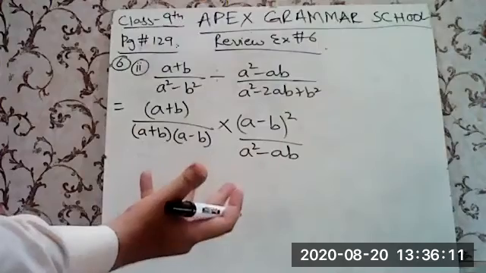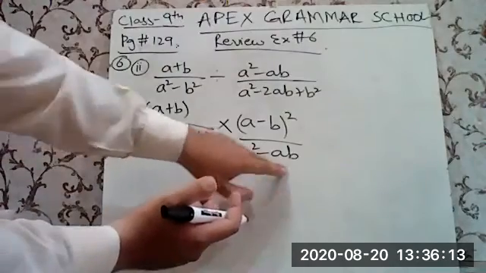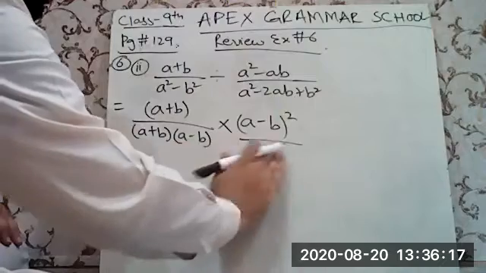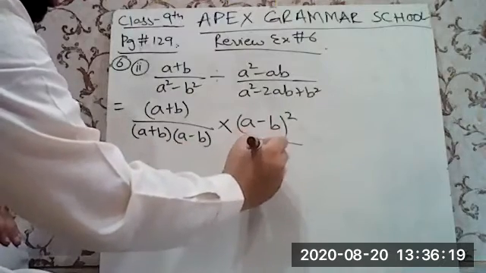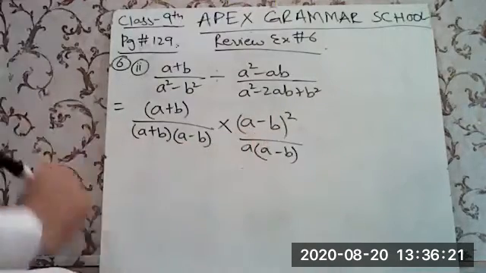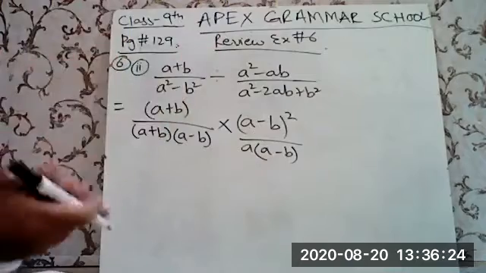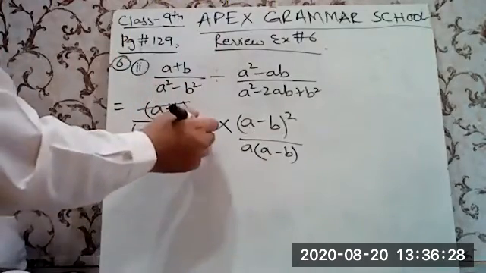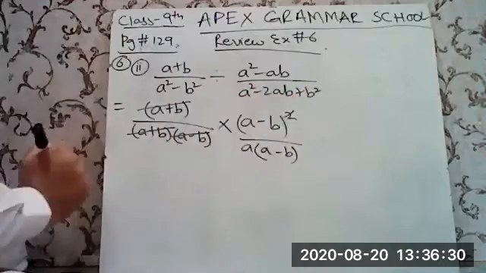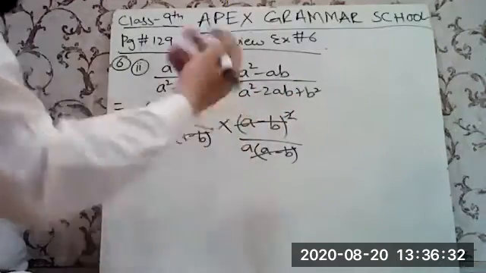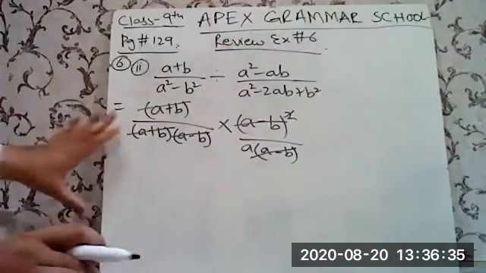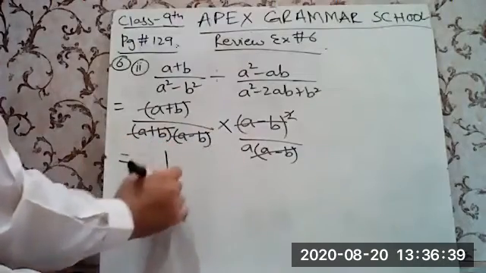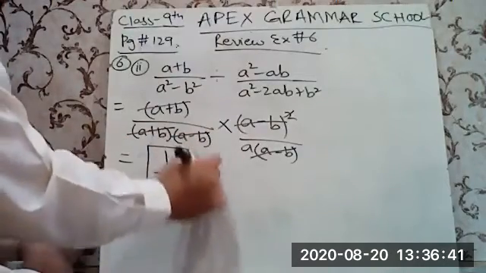But again, what is common between a square minus ab? You can see that a is common. So we can take a common from here, so a minus b will be here. Now you can easily solve this. This a plus b cancels this a plus b. This a minus b will cancel this a minus b. Again this a minus b will cancel, complete the same. So what will be left here? Only this a. And your answer will be 1 over a only. And that's it.